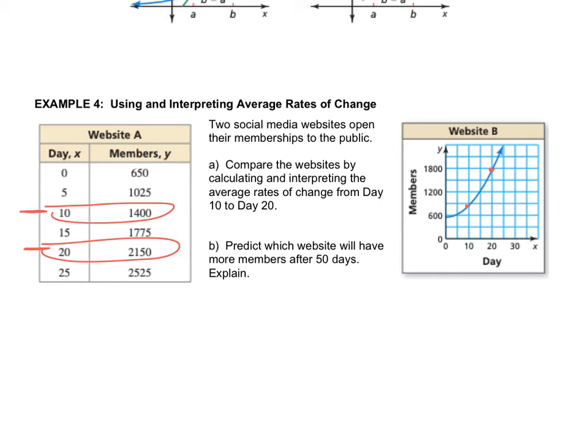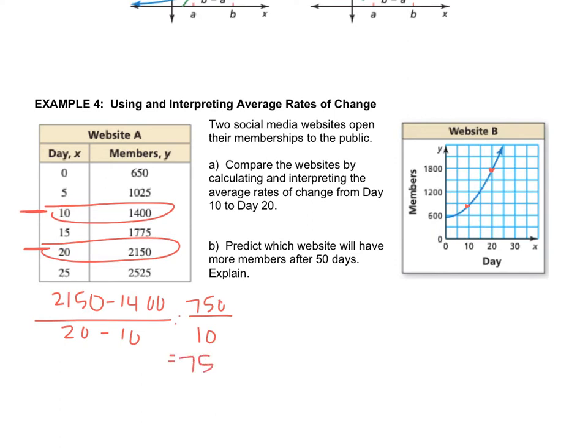So the table for website A is obviously going to be easier for me because it's already written out in points. So it would be 2150 minus 1400 over 20 minus 10. So that would be 750 over 10. So that's 75 as its slope.